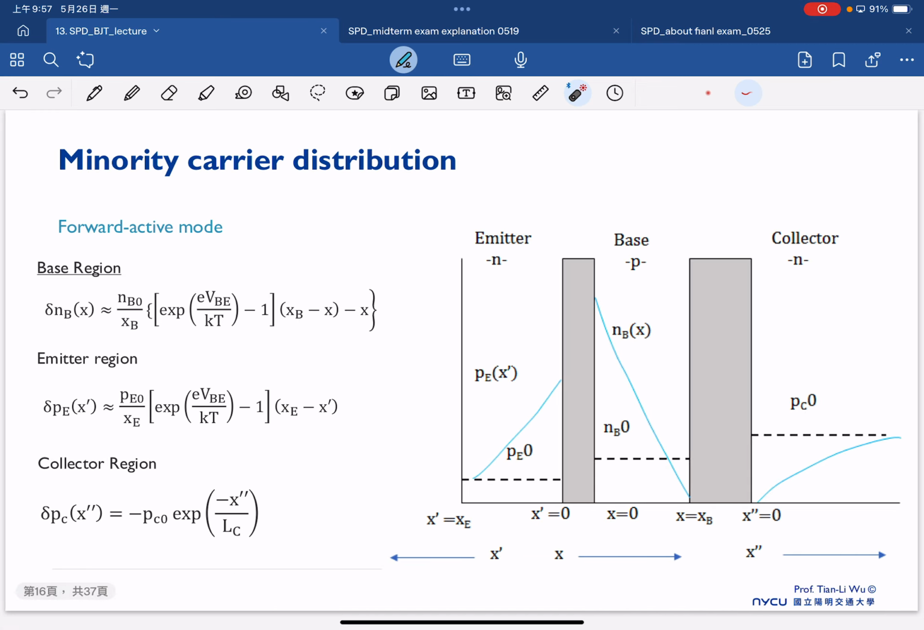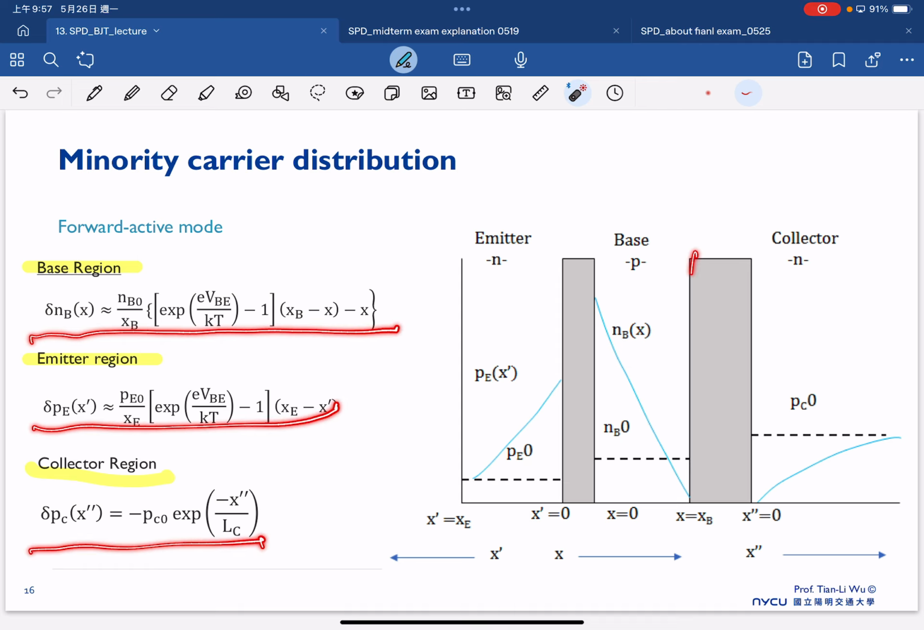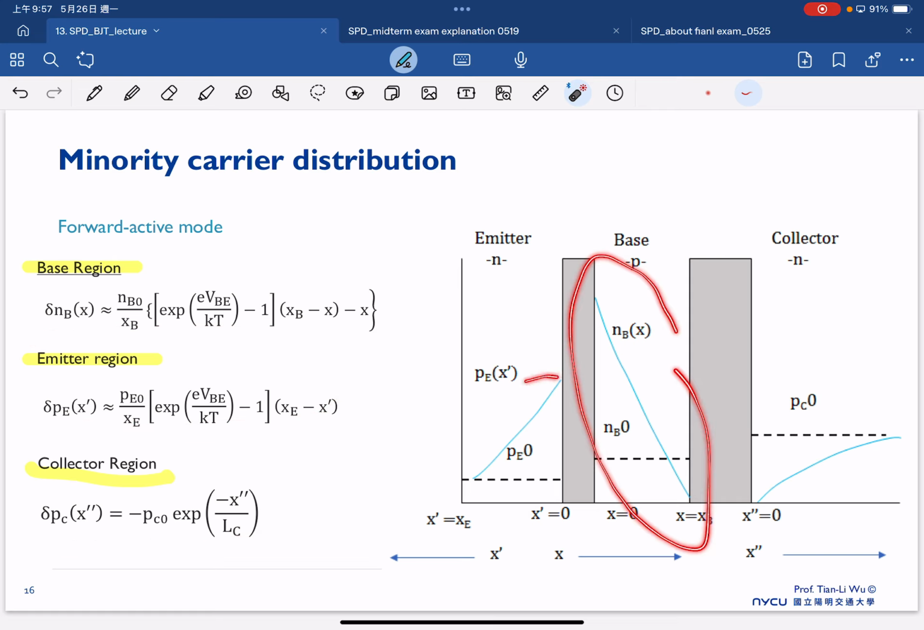So finally, here is a summary. We have these three equations in all these three regions, which is the base region, emitter region, and then collector region. If you try to plot this in this minority distribution plot, in the end you will get the same result that I drew and we explained before. So that's the equation. So finally, we can also prove our understanding by using this equation.